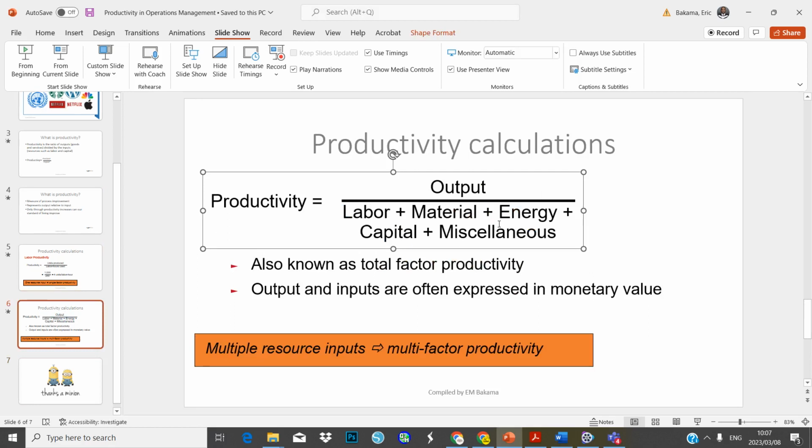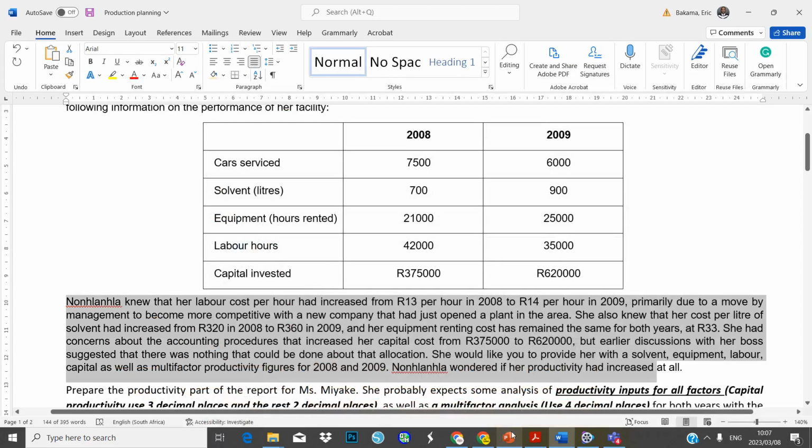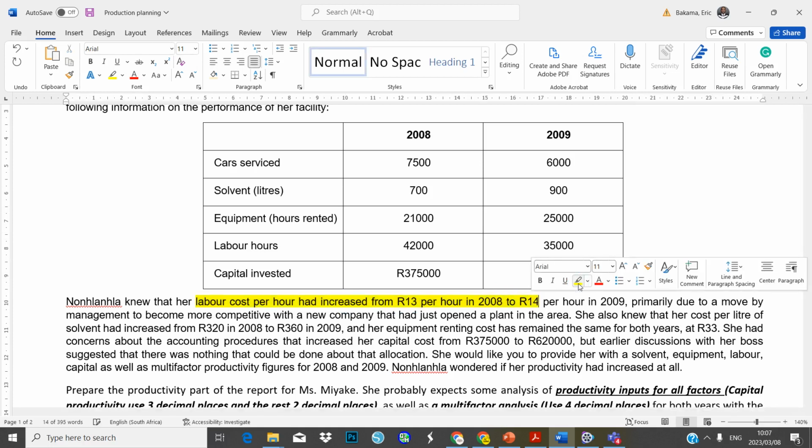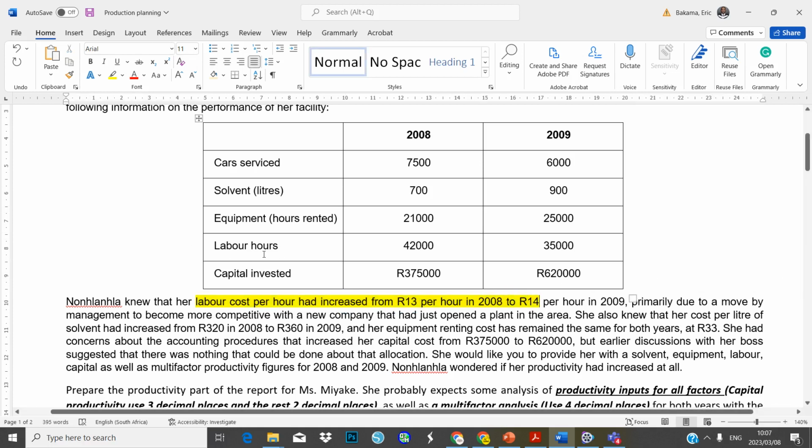But for us to sum up all these values, we need first of all to find one value in terms of amount. Now let's go back to this statement here. We still don't know. They are telling us the liters and the number of hours, but how much is it in terms of rand? They said, for example, that Lontantla knew that the labor cost per hour increased from 13 to 14 in 2009. So we are looking at the labor cost here.